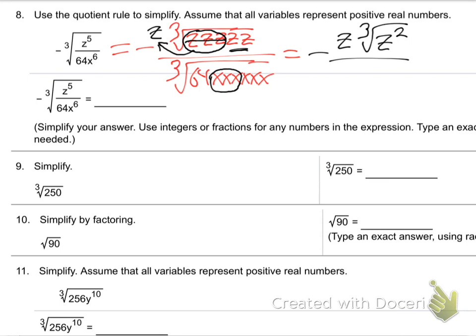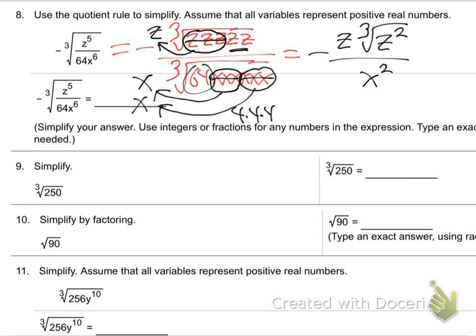How about on the bottom? 3 x's send 1 out, and they're gone. And these 3 x's send 1 more out, and they're gone. So we get x squared. And then what's the cube root of 64? Use your calculator. You'll find that 4 times 4 times 4 is 64. So it's 4x squared. And there's no more root in the bottom. Why not? Because everything came out. We cube rooted the 64. All the x's, perfectly in groups of 3, sent 1 x out and another x out.